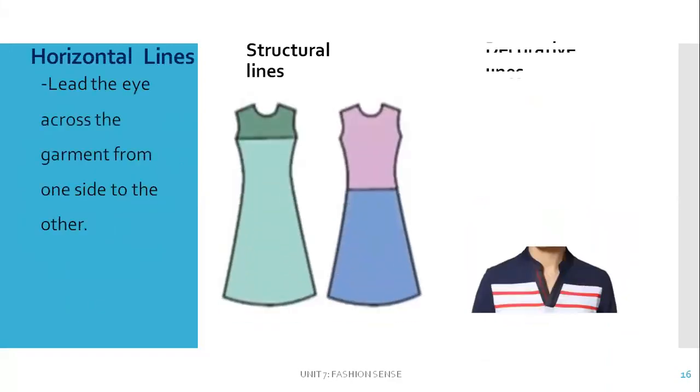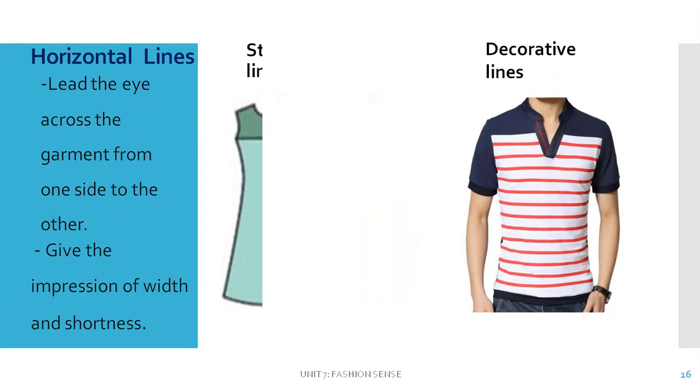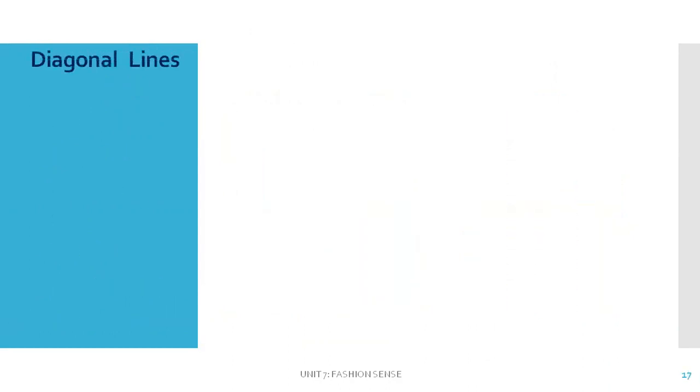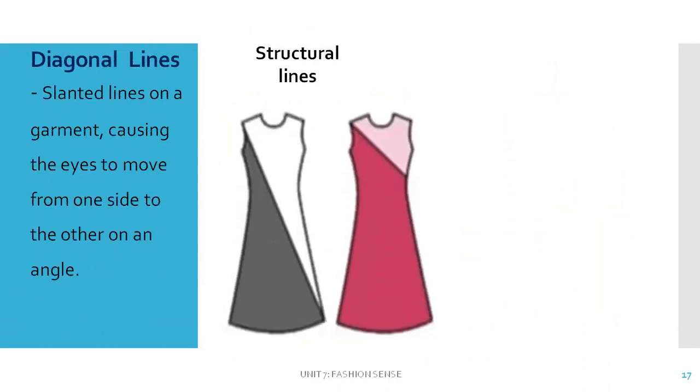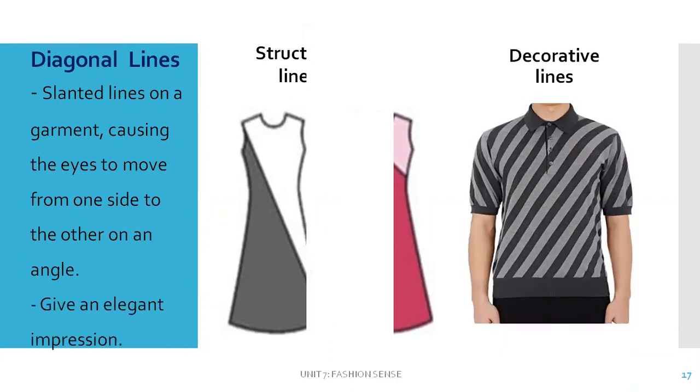Horizontal lines lead the eye across the garment from one side to the other. Horizontal lines give the impression of width and shortness. Diagonal lines are slanted lines on a garment, causing the eyes to move from one side to the other on an angle. Diagonal lines give an elegant impression.